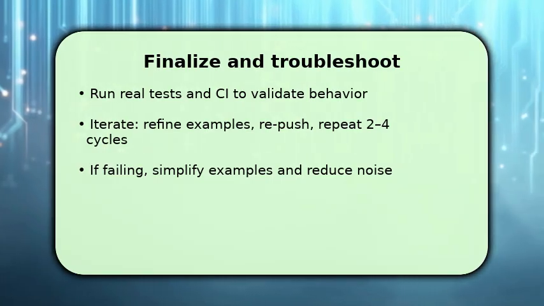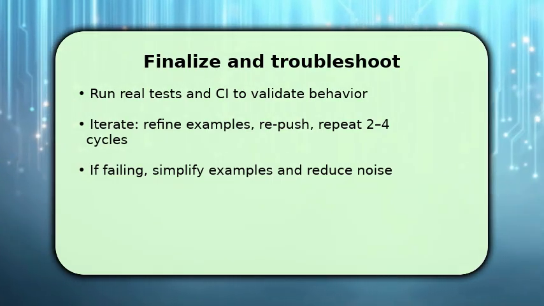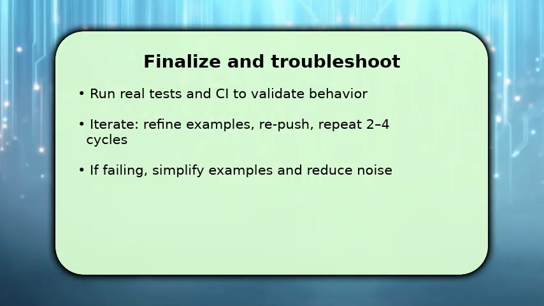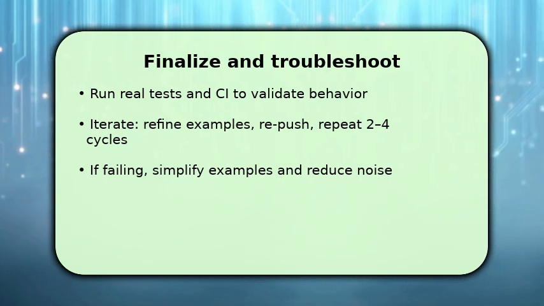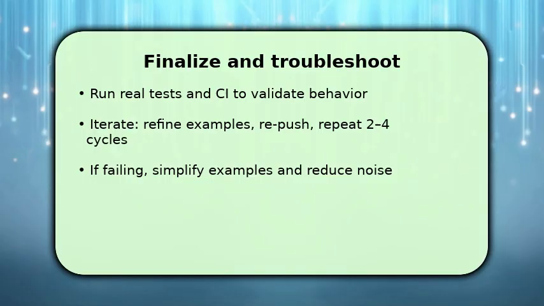If you hit poor suggestions, troubleshoot by simplifying examples, removing ambiguous samples, and reducing noisy variations so signals are clear. A single key tip: when things go wrong, cut examples to the minimal reproducer and rebuild from that core.